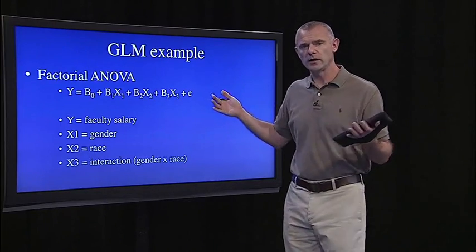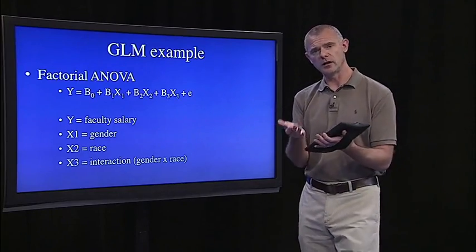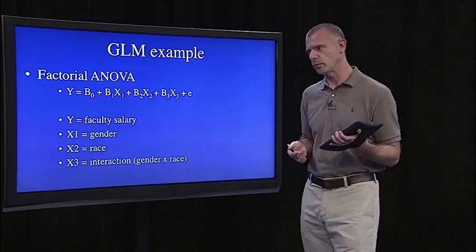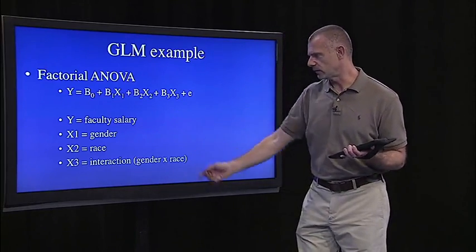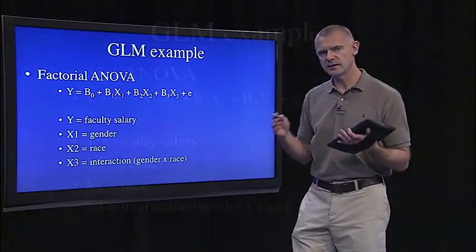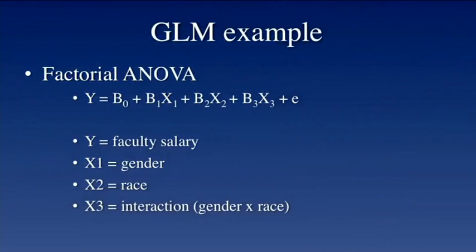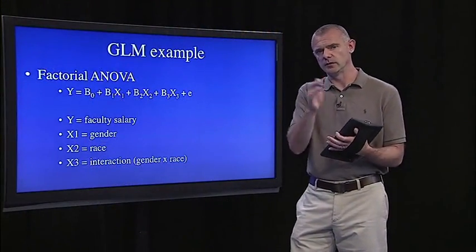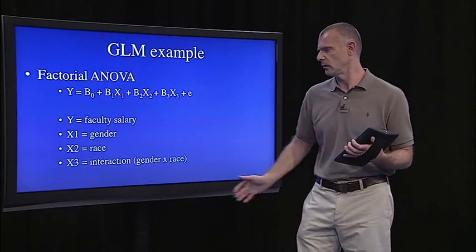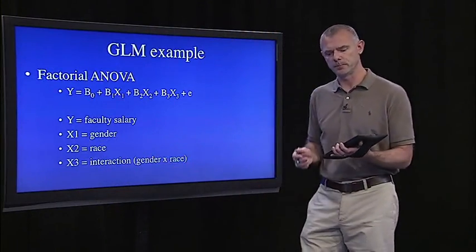A factorial ANOVA is just looking at the combination of categorical or discrete predictors. So the example, I'm sticking with the faculty salary. We could do gender and race. Again, they're categorical, and then we could put in their interaction. And that's the flavor of a factorial experimental design. Again, a better experiment, if we want to get at causal mechanisms, is doing random assignment to conditions. But obviously, in this case, we can't do that.